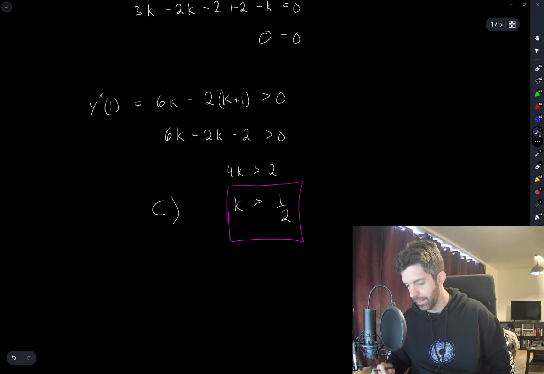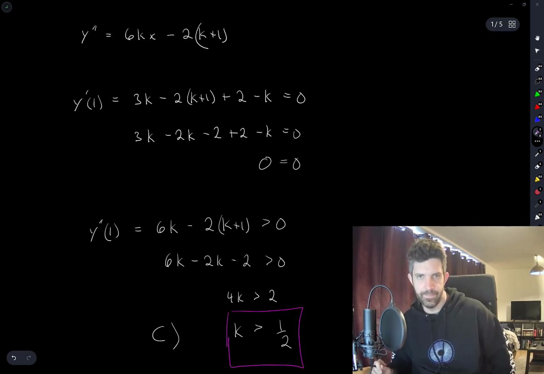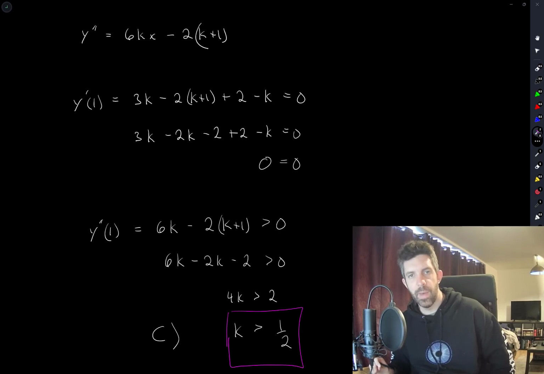Nothing too special going on. I don't have much more to say about this, but translating the information given into the mathematical statements was pretty much all that went into this one.